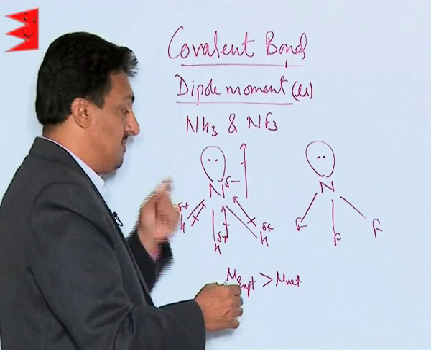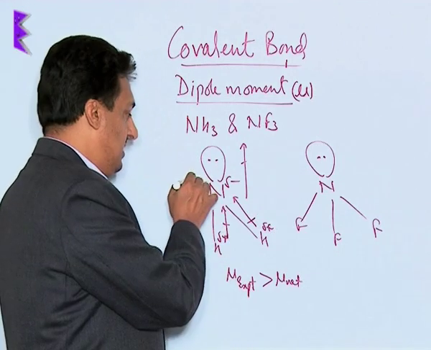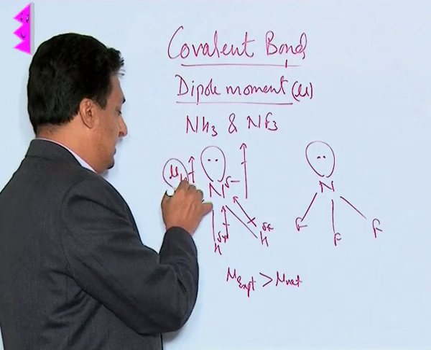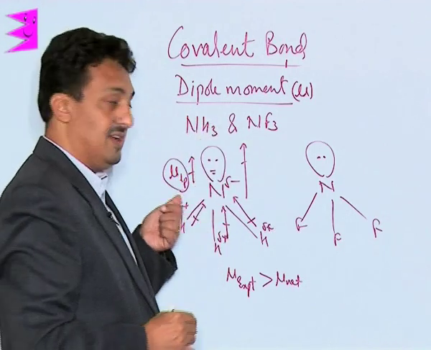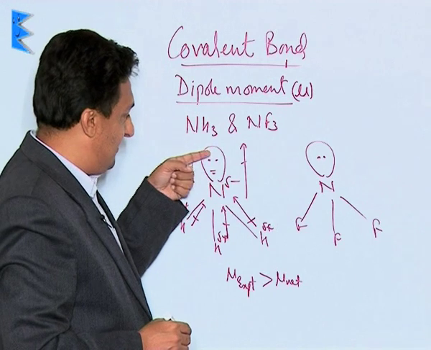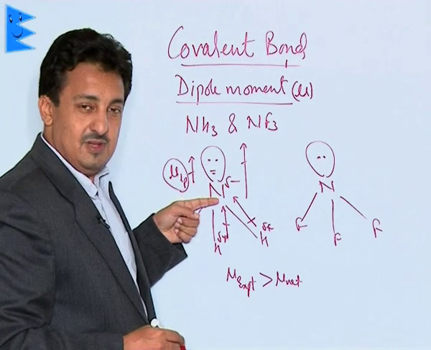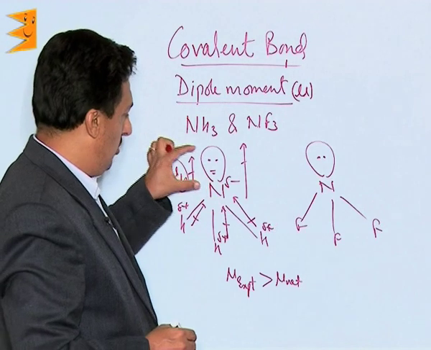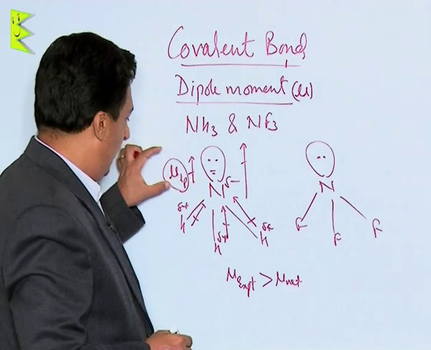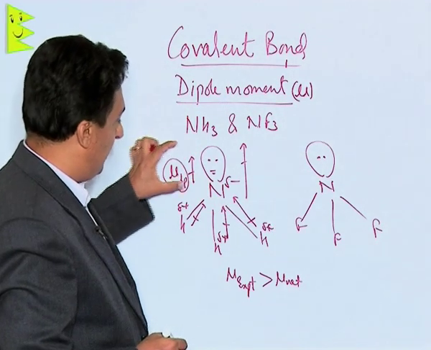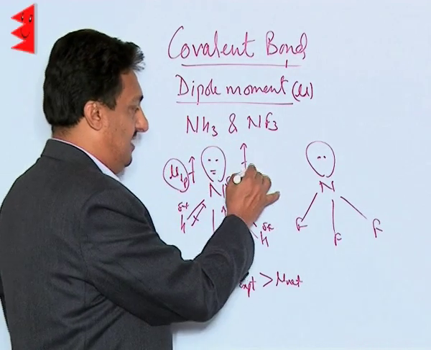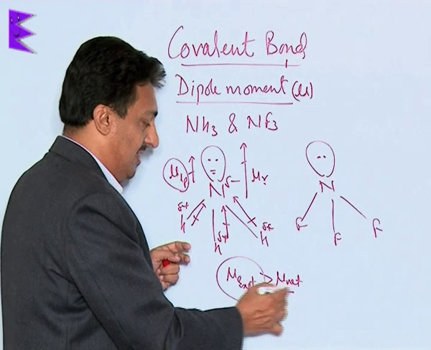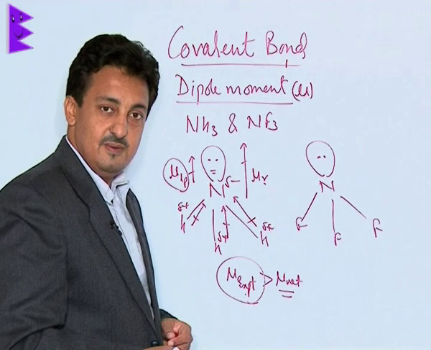Why is the experimental value more than the net in this case? The reason is, we forgot to add the dipole moment due to the lone pair. This lone pair also has a dipole moment. It is negatively charged electrons separated by a distance from the positive nucleus of the nitrogen. So the lone pair also has a dipole moment, and since the dipole moment of the lone pair is along the same side as the net resultant dipole moment, they both get added up. That's why the experimental value is more than the net resultant.